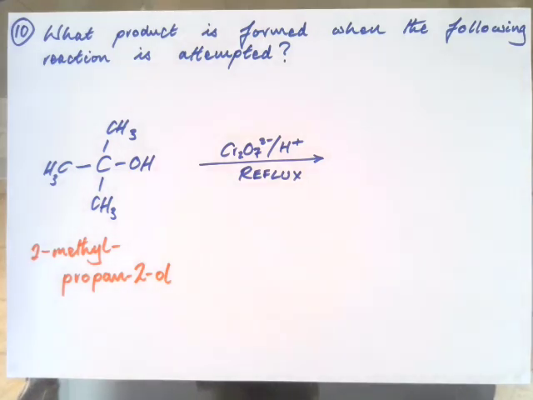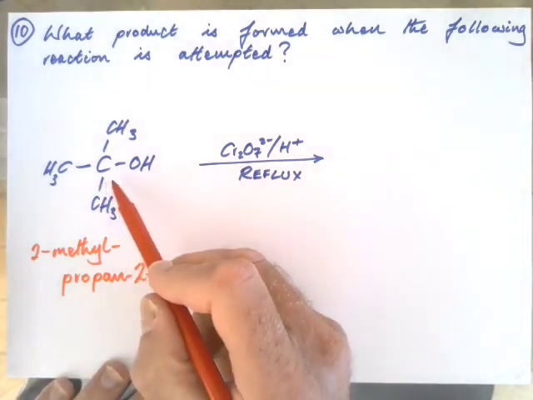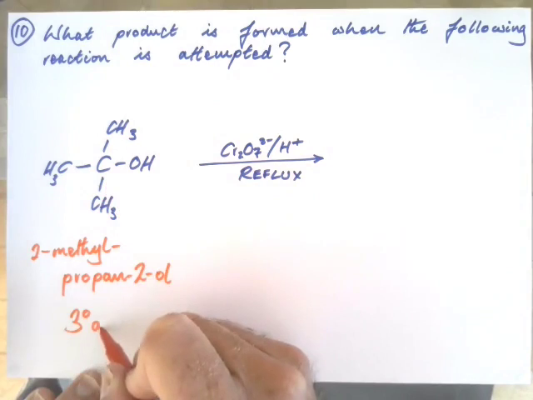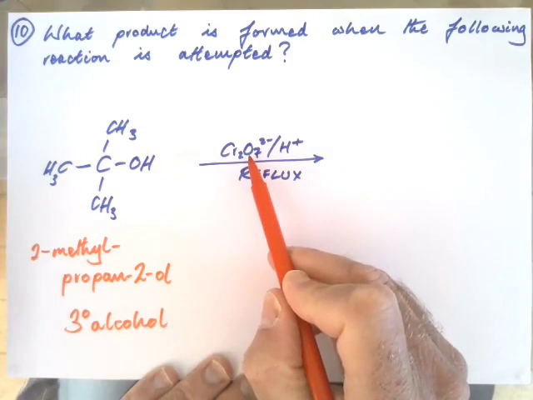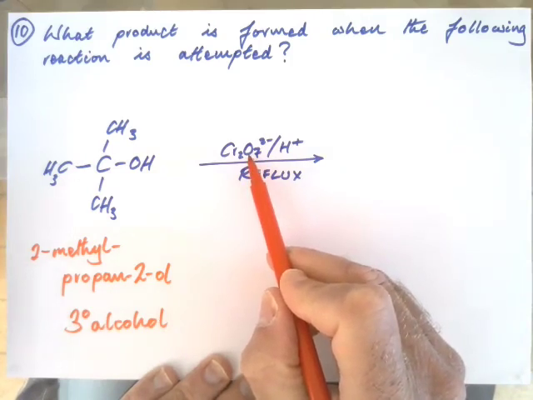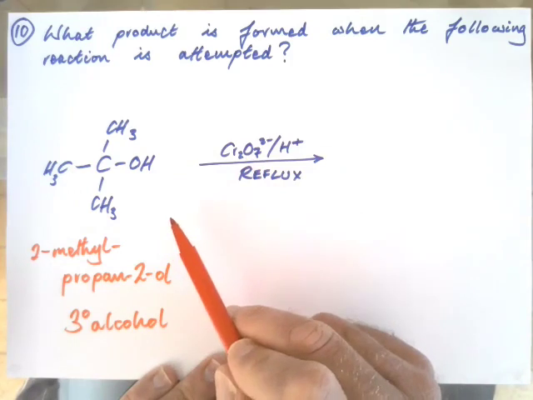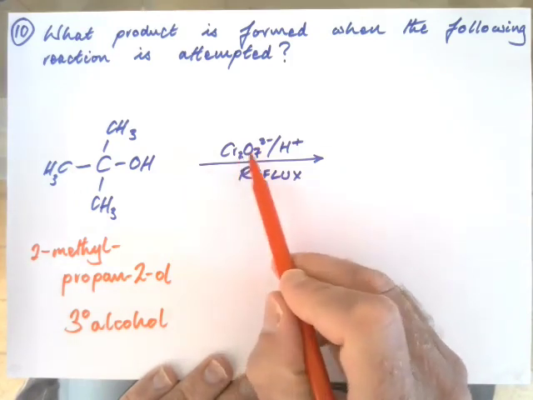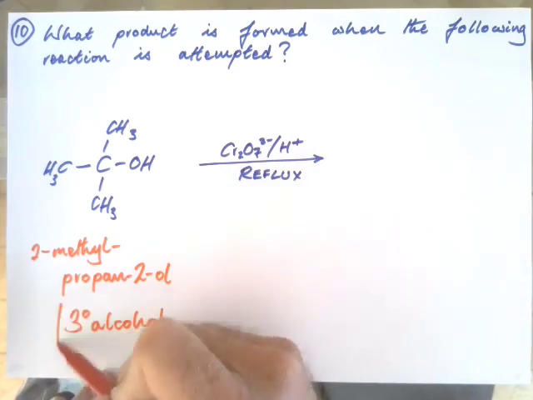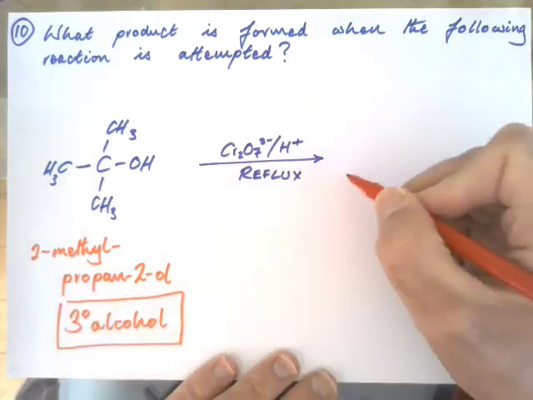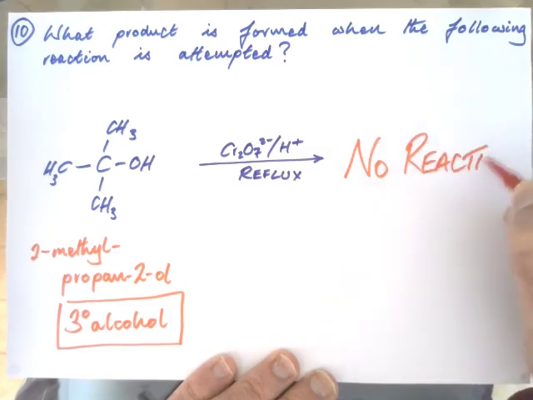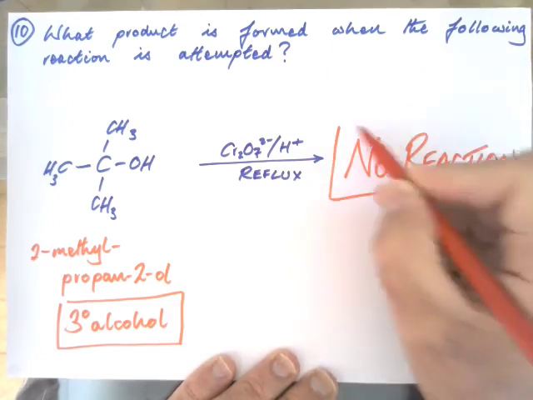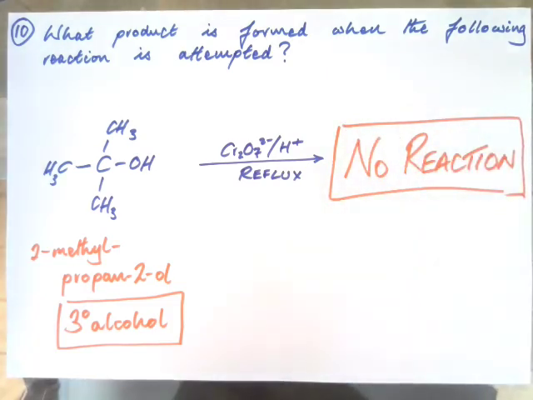Right, bit of a trick question this one, because 2-methylpropan-2-ol is a tertiary alcohol. Now, primary alcohols can be oxidized with potassium dichromate to give us either aldehydes or carboxylic acids. Secondary alcohols can be oxidized with potassium dichromate to give us ketones. Tertiary alcohols cannot be oxidized. So this actually is a no reaction. Nothing will happen here. So a little bit of a sneaky question, that one from me. What product is formed? There is no product. Reaction doesn't occur.